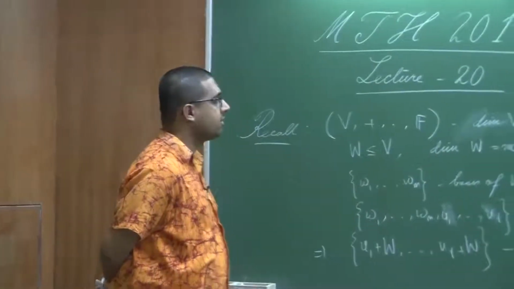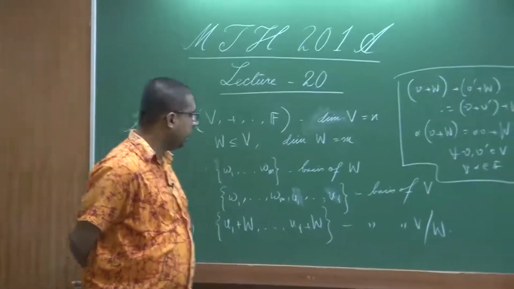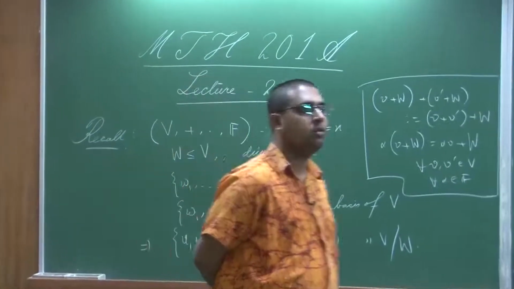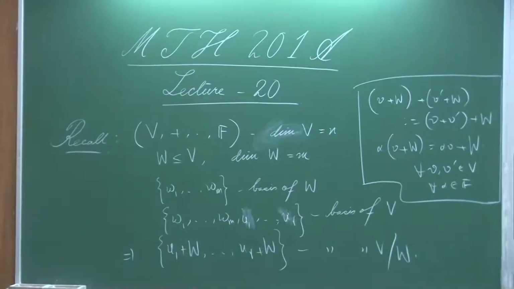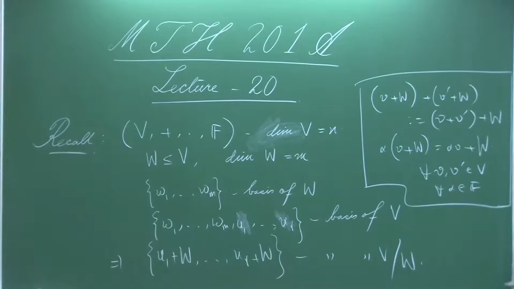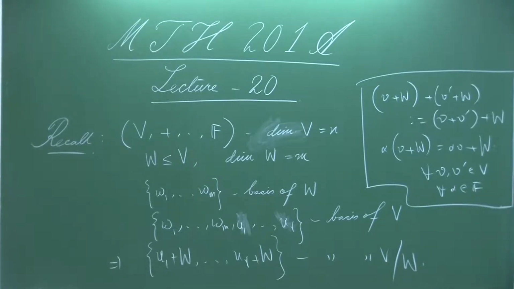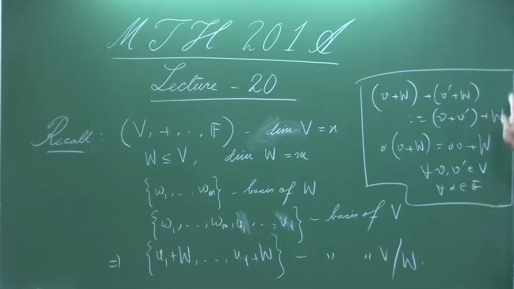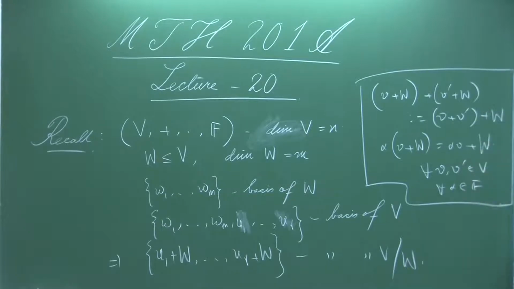So, recall that given a vector space V and a subspace W, it is the set of all cosets V modulo W, which we denote by this notation. This is a vector space over F with respect to this addition and scalar multiplication.